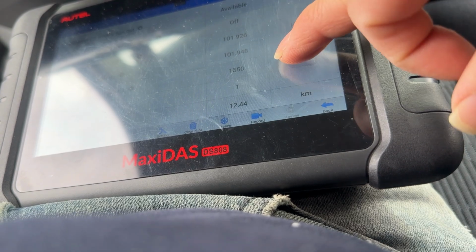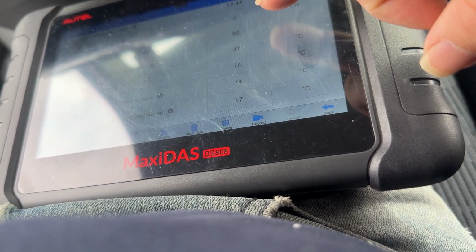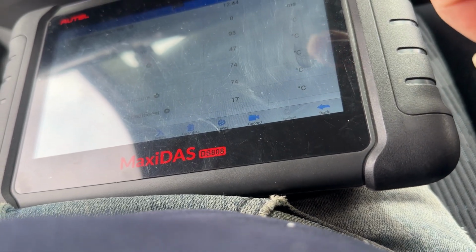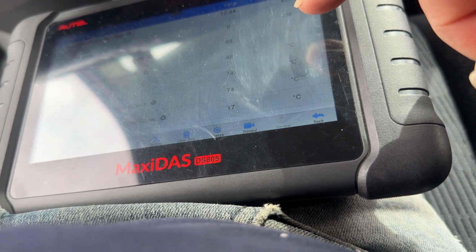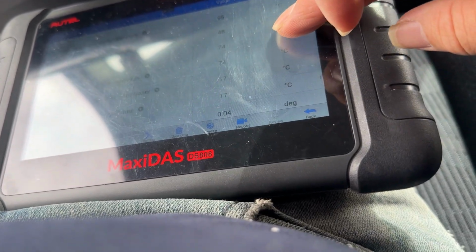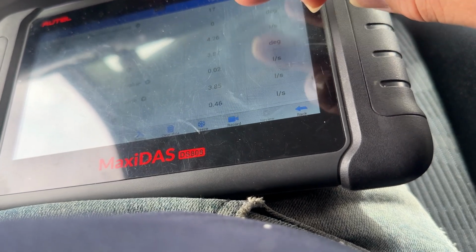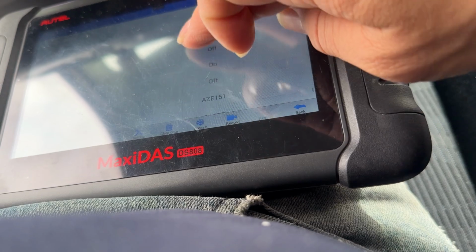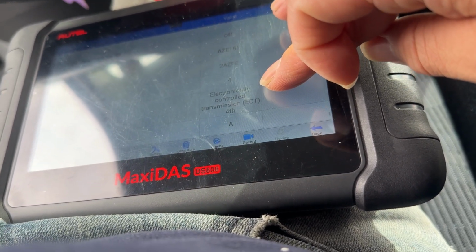Vapor, speed, starter count, run, engine oil temperature 74 Celsius. Previous engine oil temperature 74 Celsius. We have the electric fan running. That's good. Number of cylinders is 4.